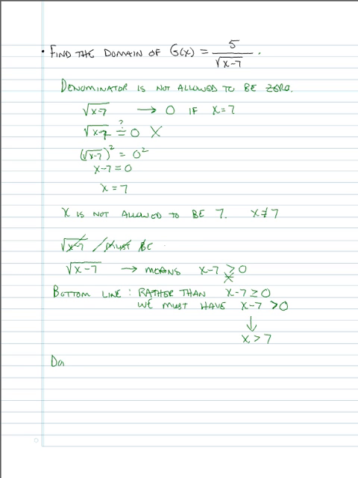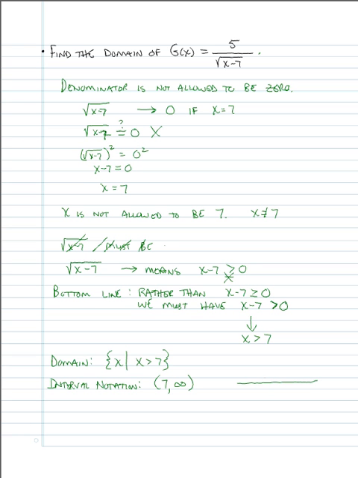So the domain here would be the set of all x's such that x is greater than 7, not greater than or equal to 7. And in interval notation, that will be the interval from 7 to infinity. And the difference here is we don't put the brackets around 7 this time.